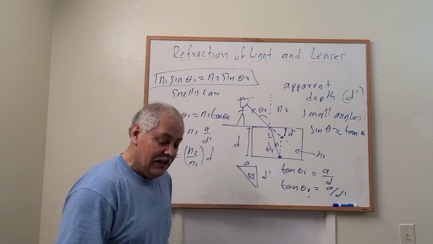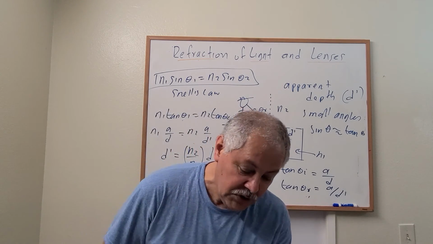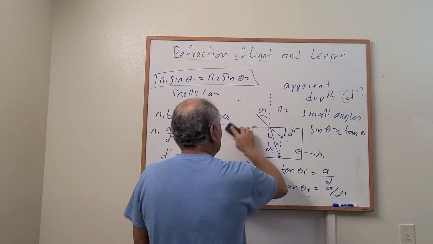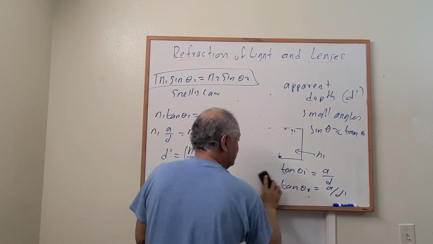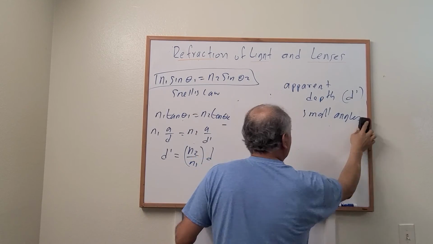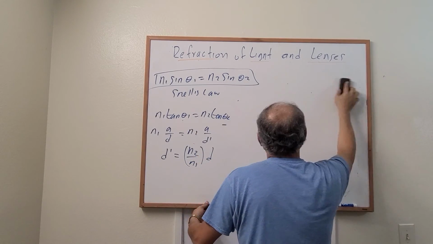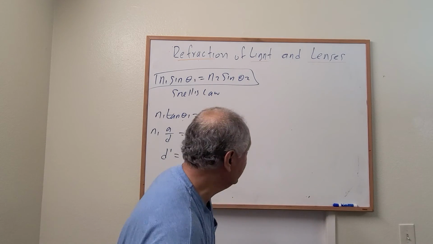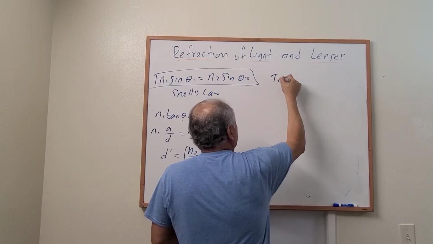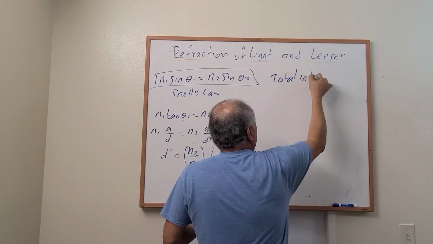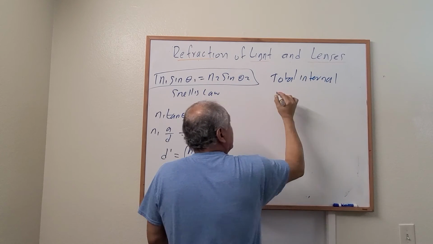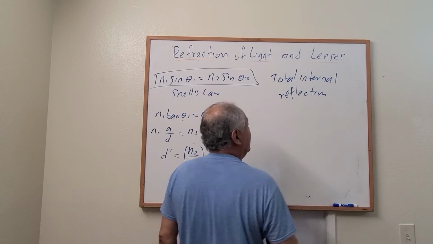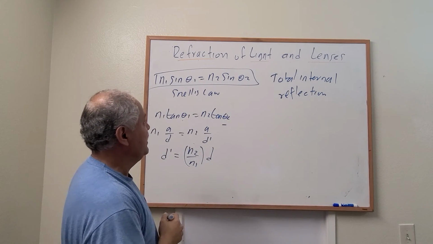Okay, great. Now let's go to the next topic, which is total internal reflection. Let's do it. Too many topics, right? Let's do it. Total internal reflection. Perfect. Total internal reflection. Great.